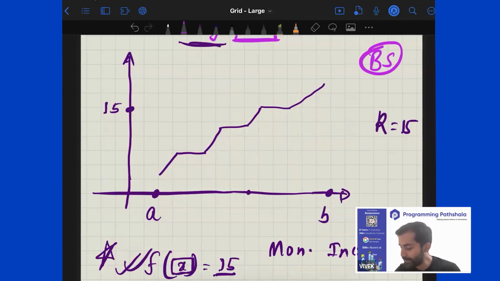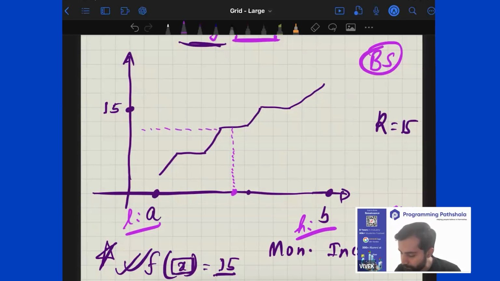We can say that, hey, you have low and high in binary search, right? So let's say your low is A and your high is B. Now you can find a midpoint. Your mid is always computed as low plus high by 2, which is the exact midpoint. Let's say your midpoint happens to be this. And the value at this point was, let's say, 11. Let's call it mid.